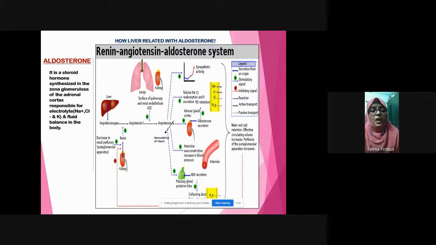Angiotensin, when there is a decrease in... Just tell me when to change the slide, okay? No, sir, everything is in this slide only.